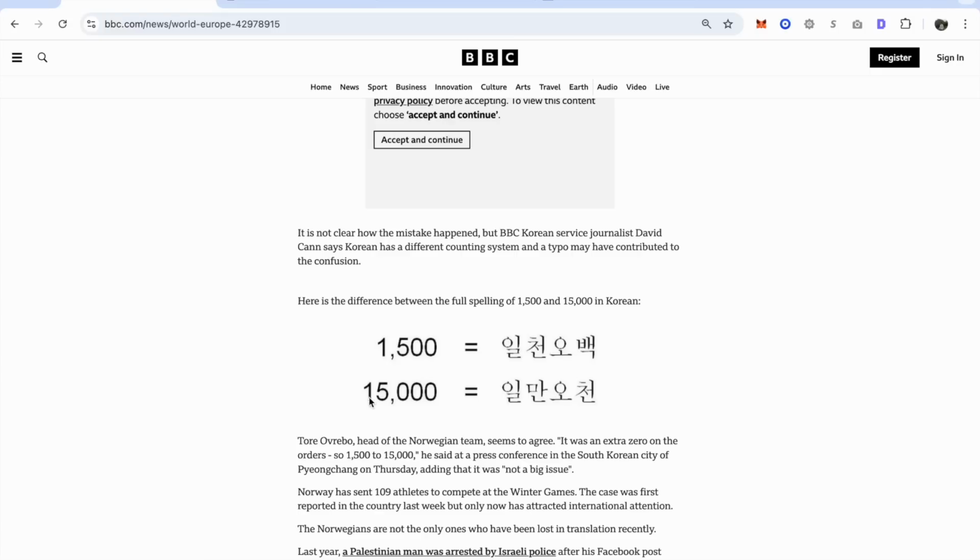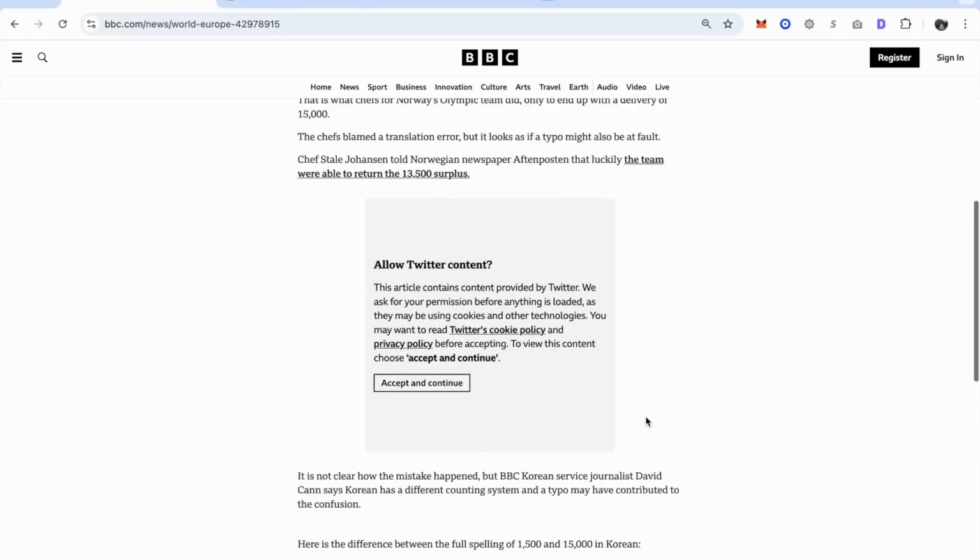What I'm guessing is that they used some automatic translator, something like that. And for 15,000, when you write it in Korean, the comma would not be after the 5, it will be after the 1, right? Because it will be 1 man and then 5,000 after. And so they might have seen that and thought it said 1,500, but actually it said 15,000. My guess is that's exactly what happened.